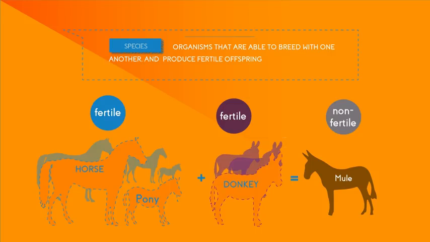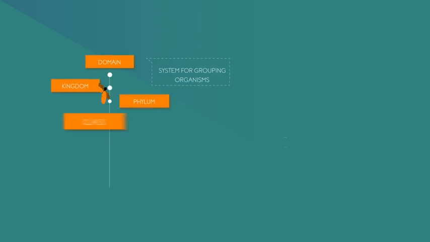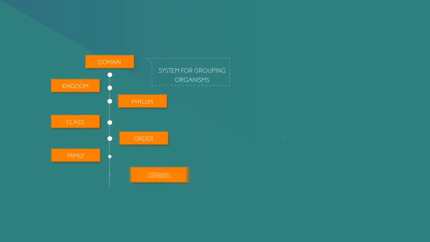All breeds of horse, including ponies, can mate and produce fertile offspring. However, although horses may mate with donkeys, their offspring will not be fertile. This means that horses and donkeys are placed in separate species groups, even though they are very closely related to one another.